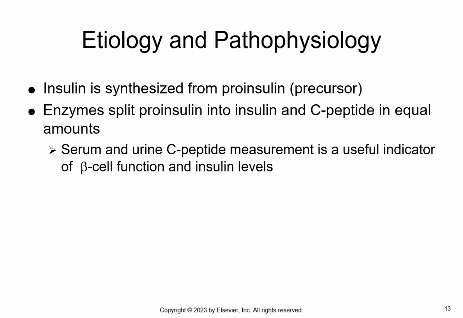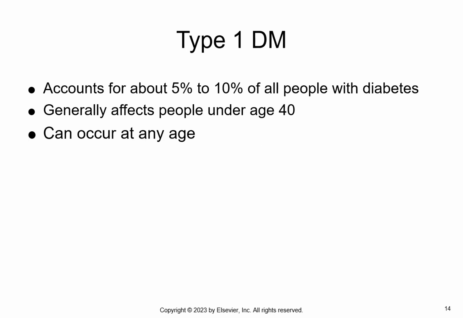So that's what we have, having gone through slide 13. We will move on to slide 14, and we'll look at type 1 diabetes mellitus. Type 1 diabetes accounts for 5 to 10% of all people with diabetes mellitus. Type 1 generally affects people under 40 years of age, although it can occur at any age.